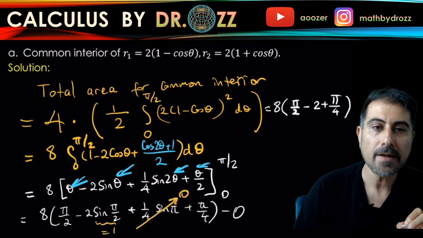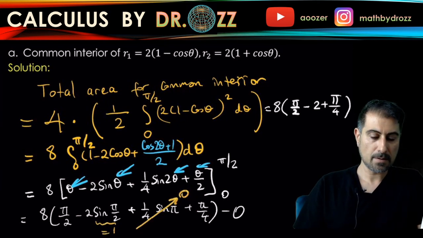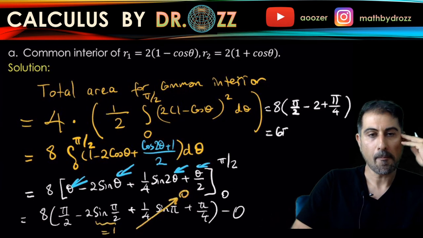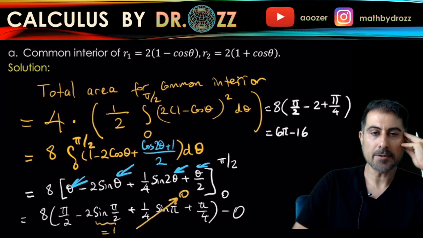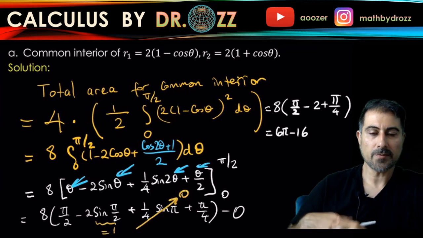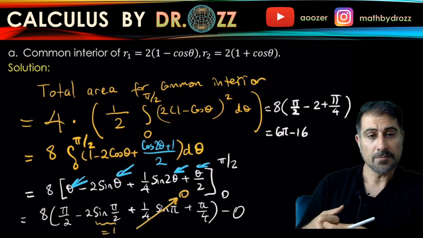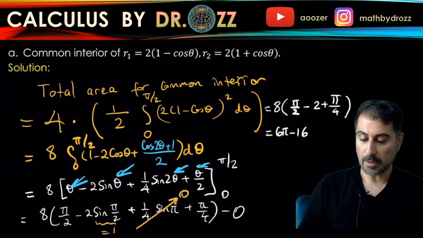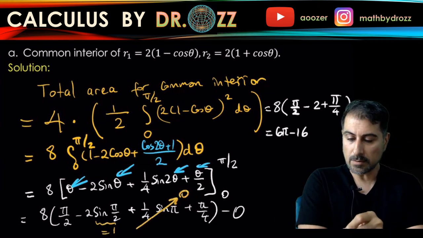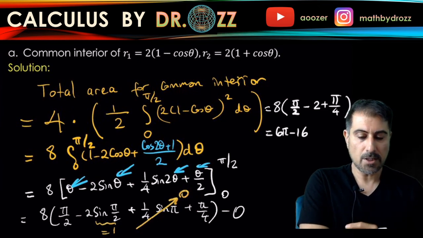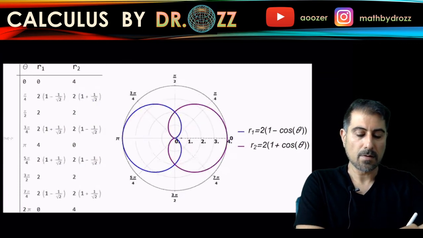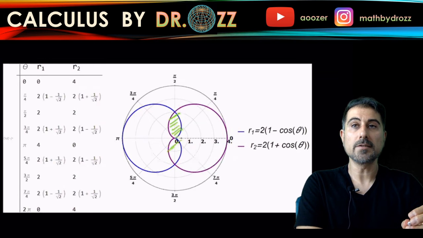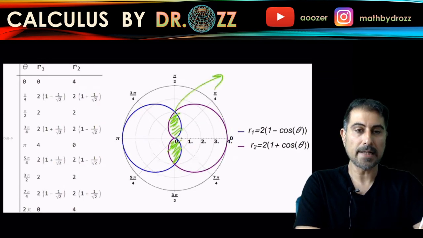And if you simplify this, what do you get? 6 pi minus 16. All right, so this is the total area of the common interior of R1 and R2. To be able to find the area, we used the symmetric property together with the exact evaluation of the intersecting points. And going back to here, the total area of the common interior is going to be 6 pi minus 16.